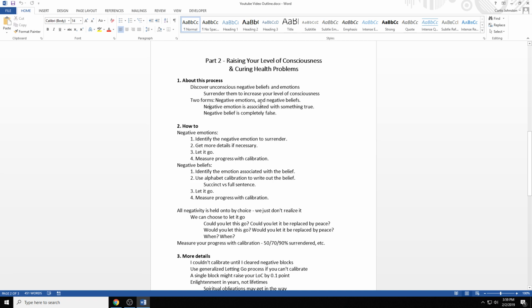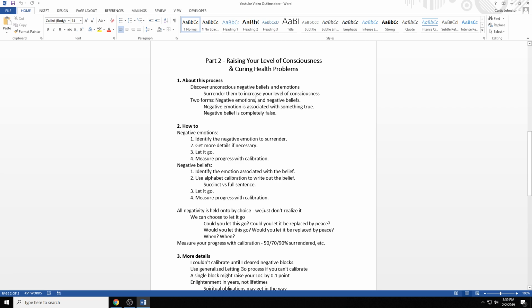So let's say you're short and you wish you were taller, but you're not. Well, the statement that you are short might be actually true in reality. It is true. But if you've chosen subconsciously to feel a negative emotion like shame because you're short, or anger, or whatever, then that negative emotion is going to be bringing down your level of consciousness, and you need to surrender it. So we're going to be working with two different forms of negativity in our mind: negative beliefs and negative emotions. A belief is something that's totally false and it feels like a negative emotion, and a negative emotion is something where it's just the negative feeling associated with something that's true.